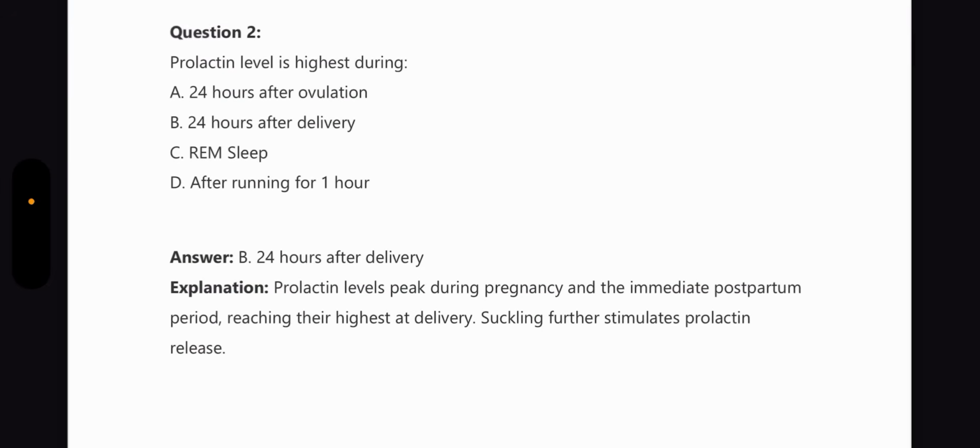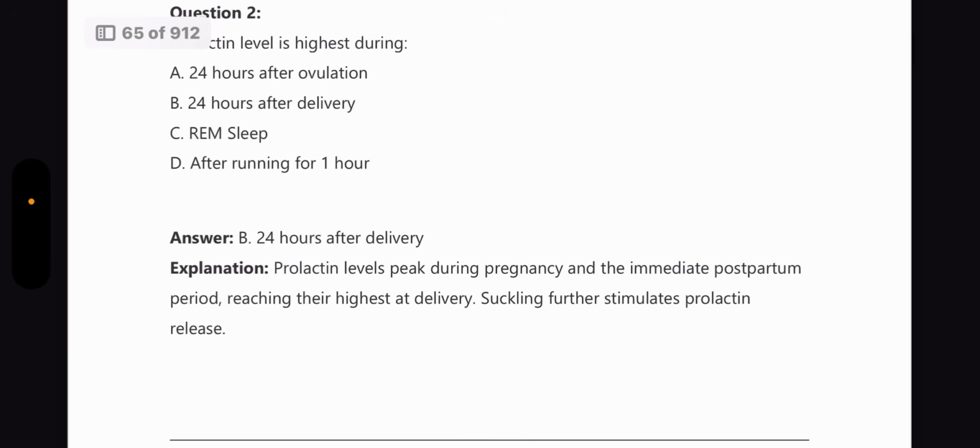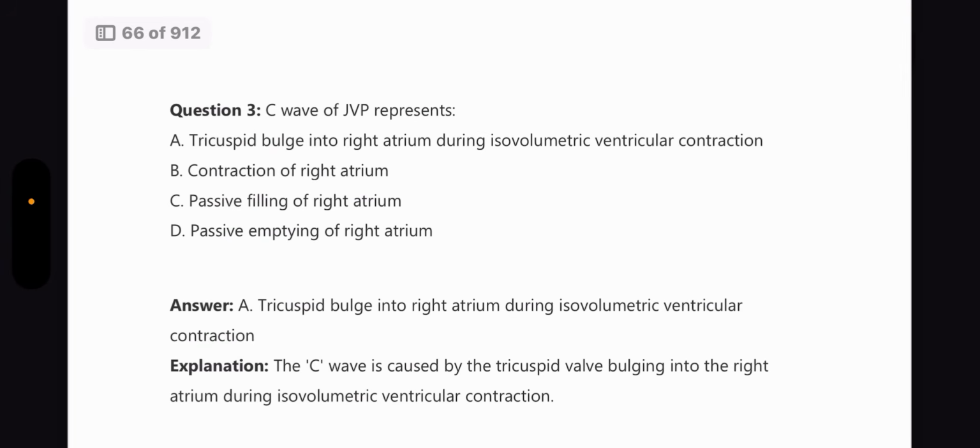Next question, prolactin level is highest during 24 hours after delivery. Prolactin levels peak during pregnancy and immediate postpartum period, reaching their highest at the delivery, and suckling further stimulates the prolactin release. Next question, C wave of JVP.